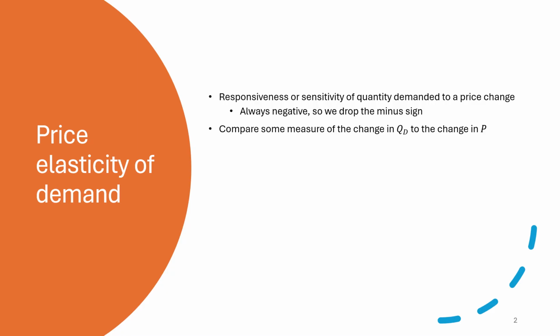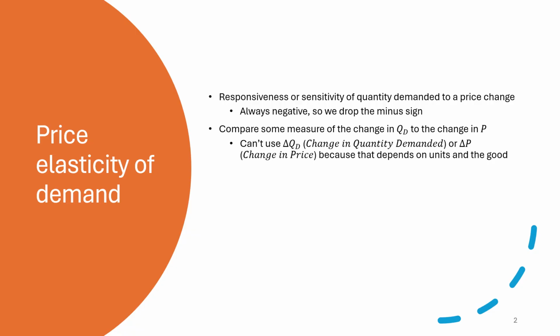And what we're going to do is compare a measure of the change in quantity demanded to the change in price. We can't use the change in levels because that depends on the unit in question. If I change how I measure quantity or price, that changes the numerical difference in quantity demanded or price. It also depends on the good in question. Cars, for example, are on a very different scale than bubblegum.